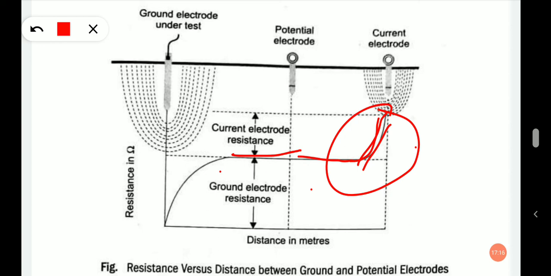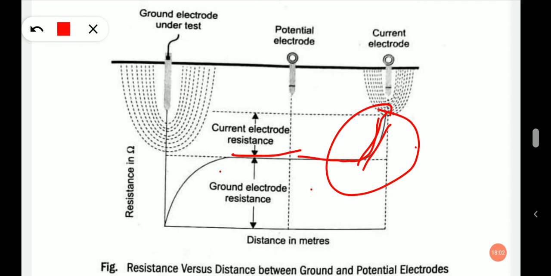So we have seen how to place the 3 electrodes, that is ground electrode, potential electrode and current electrode, in the ground. We have seen how to place those 3 electrodes at different distance from each other, as well as what is the impact of the distance between all electrodes.